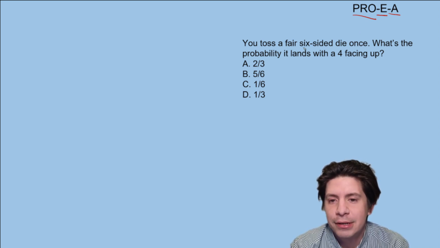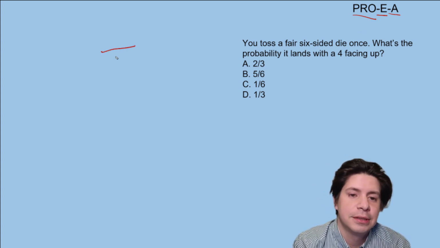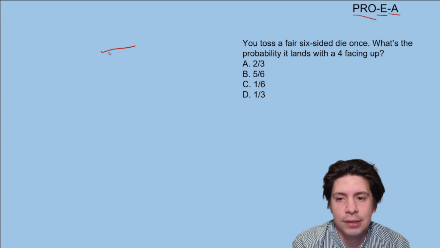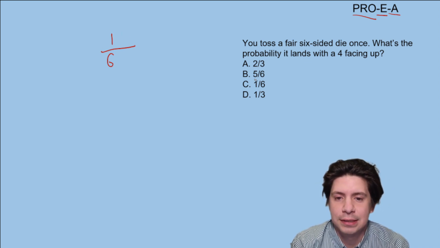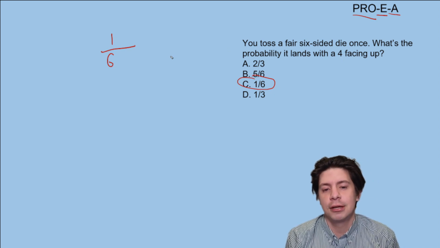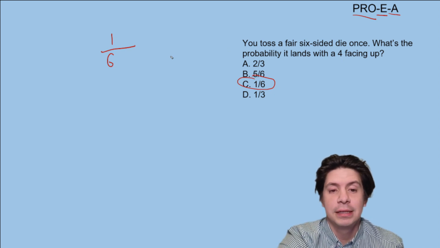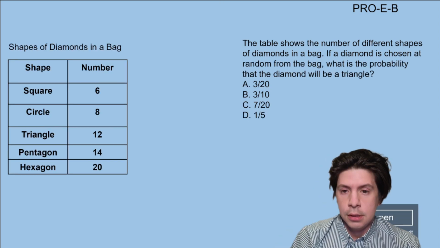You toss a fair 6-sided die once. What's the probability it lands with a 4 facing up? So the probability, right, is totals on the bottom, and the thing you want is on top. So we're going to have 6 on the bottom because there's 6 faces, and you want a 4 facing up, so that's 1 probability. So you have 1/6, C, right? I think the biggest mistake people would do is they'd put a 4 on top and do 4/6. But honestly, one of the easier questions you'll see on the test, you really got to nail this one down.